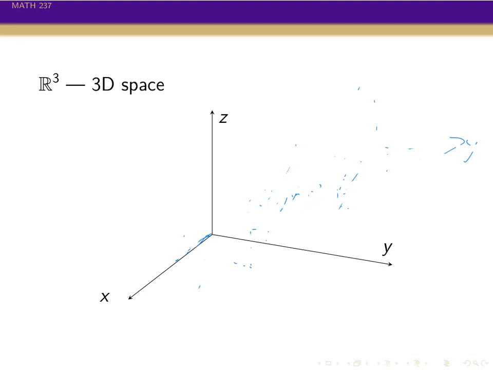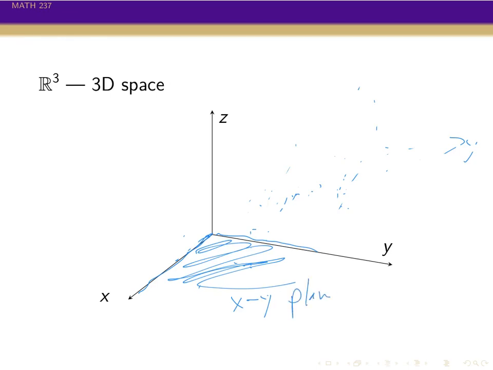So the xy plane is the plane that the x-axis and the y-axis lie on. If you're thinking about this coming flat out, it's sort of like a tabletop coming flat out towards you from the screen. This is what's called the xy plane. Usually we don't write it like that. Usually we say xy-plane.